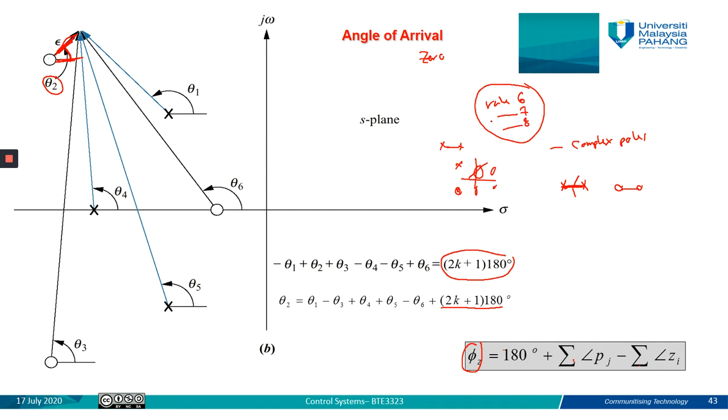But the first 5 rules you need to apply all the time in order to draw the overall root locus of your transfer function for the control system. Now we are going to solve one example to apply the 8 rules on this transfer function, to draw the root locus using the 8 rules.